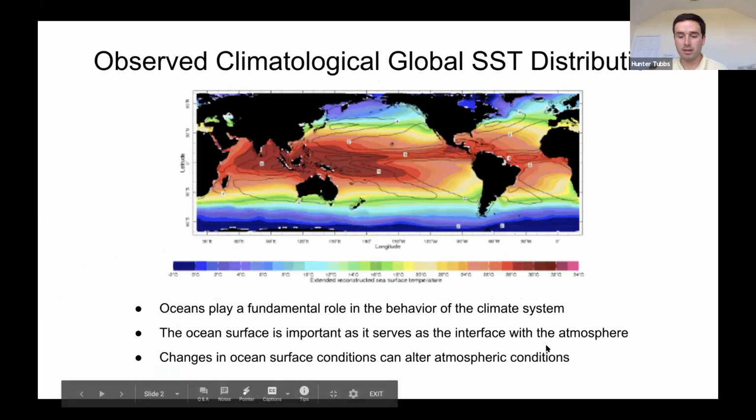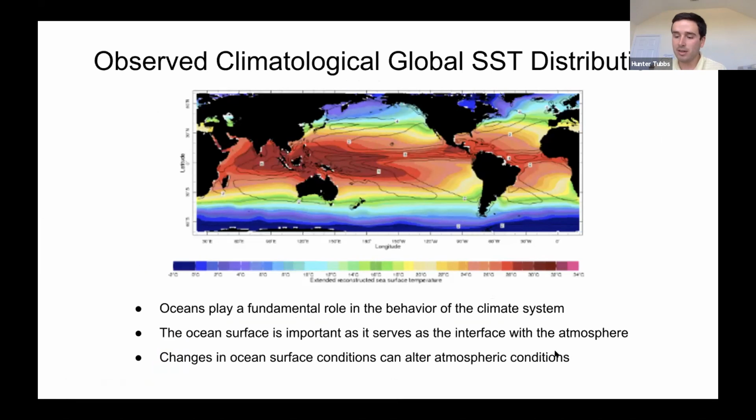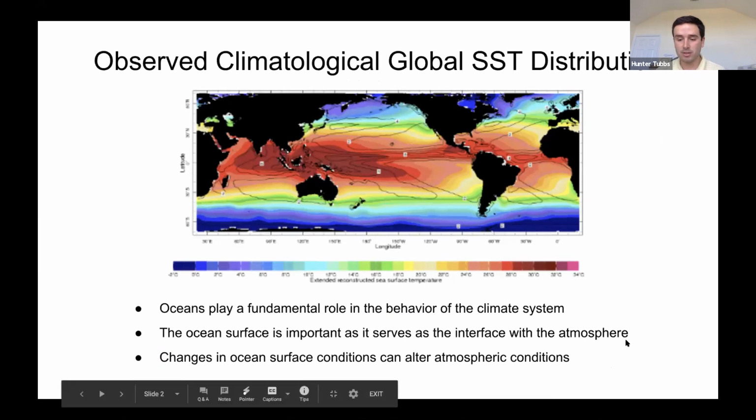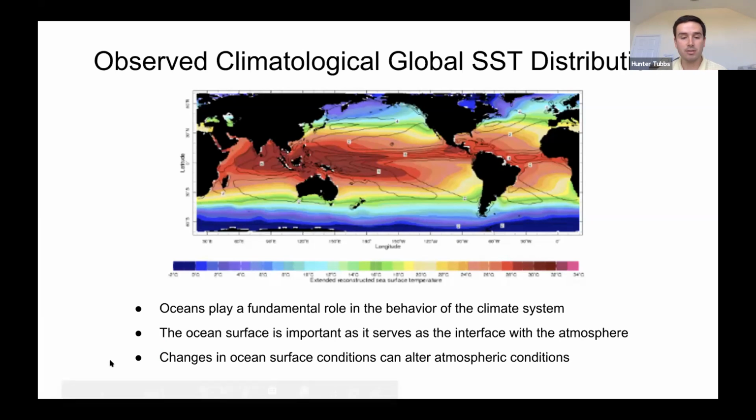So to start off, we're going to talk about the oceans. As we know, the oceans play a fundamental role in the global climate system, with over 70% of the global surface covered by them. The ocean surface is extremely important, as it serves as the interface between the ocean and atmosphere and can actually result in changes in atmospheric circulation patterns, which is what we see in ENSO phases.